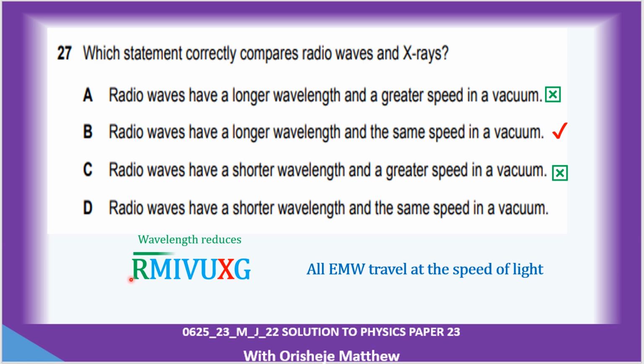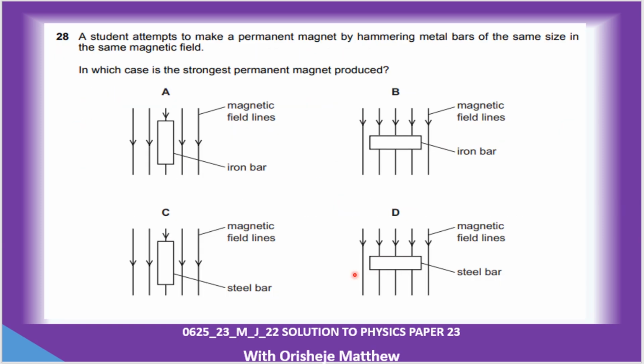So once you write "remove G", you know that frequency increases from radio wave to gamma ray. So you can remember that. Okay, so the answer is B. Let's go to question 28, electromagnetism.